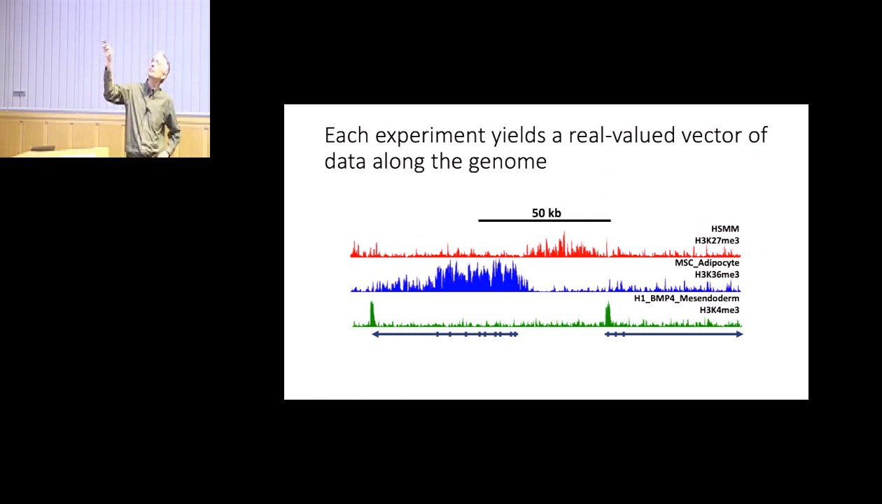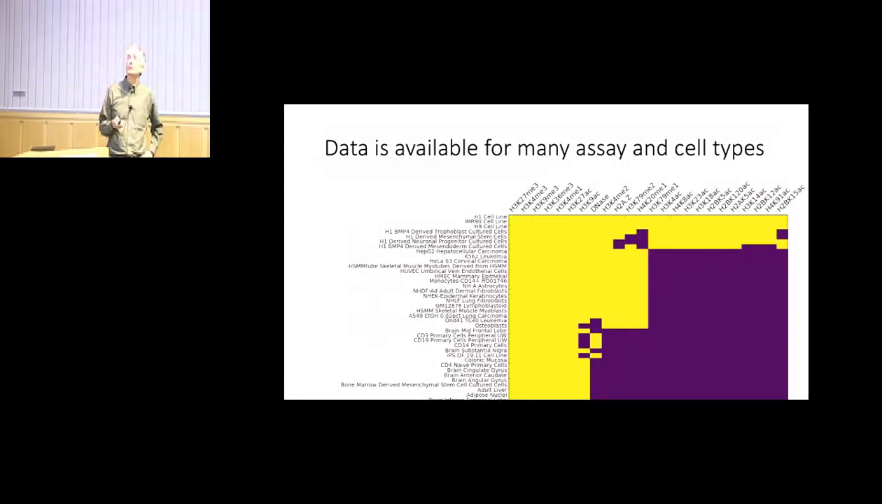So these are measurements of histone modifications, 3 different kinds of histone modifications in 3 different cell types, where the value at each position shows the level of modification as measured at that position. So the point of the first project is that this is a big space of possible data.